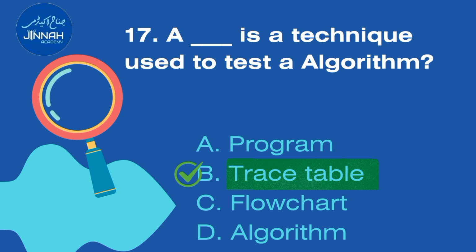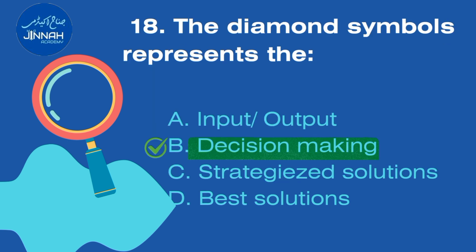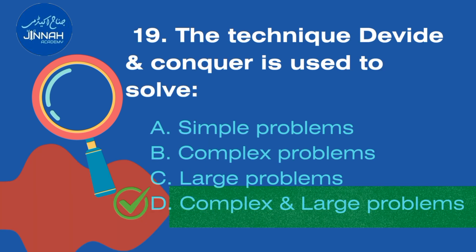17. Is a technique used to test an algorithm. Option B, trace table. 18. The diamond symbol represents the option B, decision making. 19. The technique divide and conquer is used to solve option D, complex and large problems.